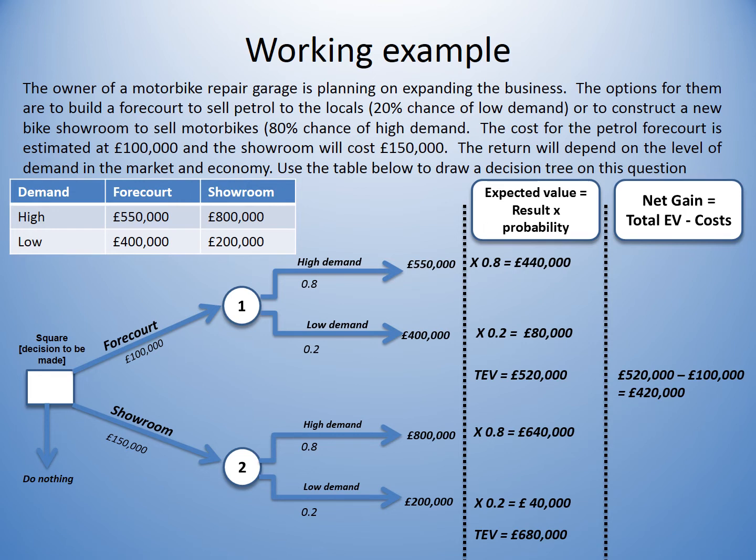So costs, don't forget, for the forecourt is 100,000. So 520,000 minus 100,000, 420,000. Then you do the same at the bottom, which gives us £530,000. So which one should we choose? We should absolutely choose the one that's going to give us the most amount of money. So therefore, the new showroom is going to give us £530,000 return compared to 420. So that would be the one that you actually go for.